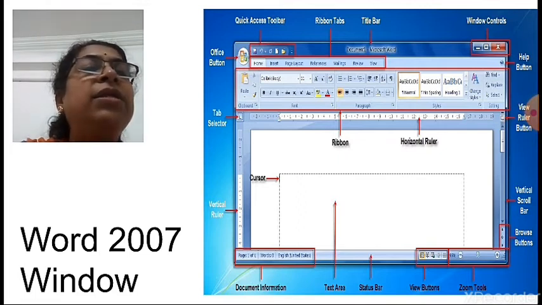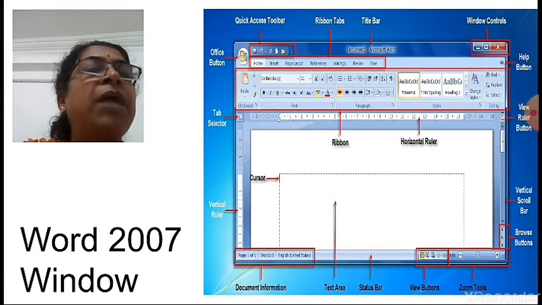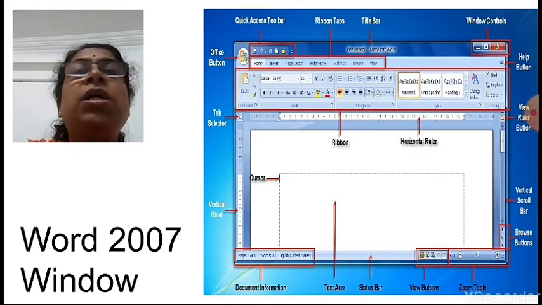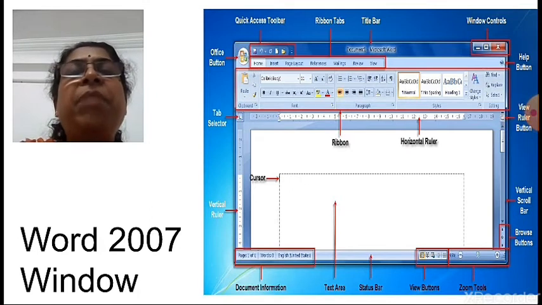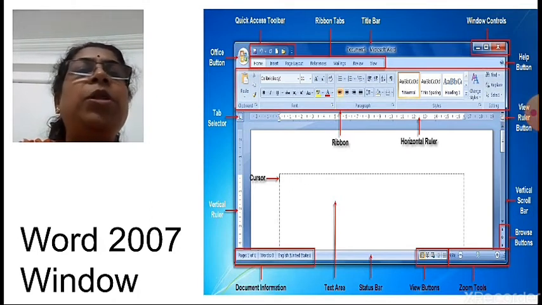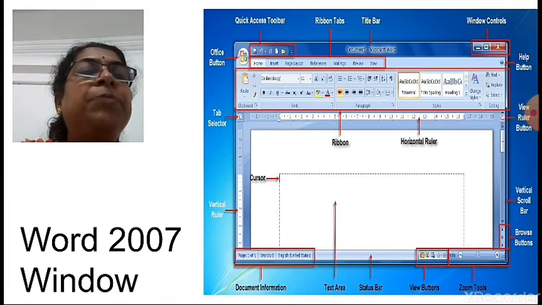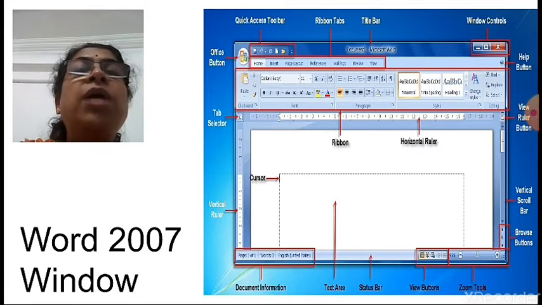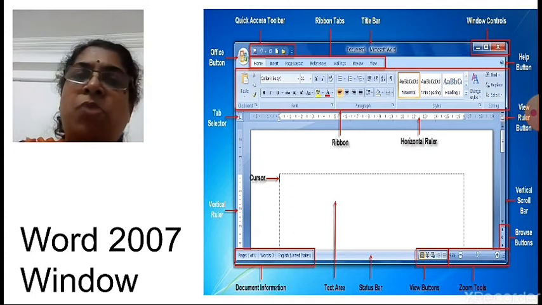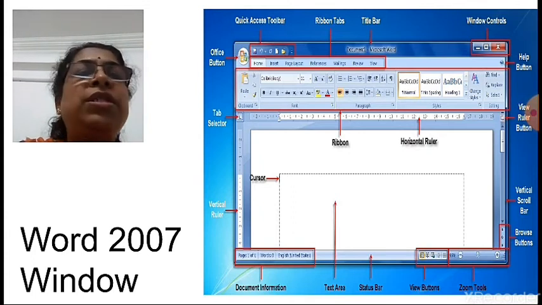Then below that is the vertical scroll bar and the browse button. Suppose the document has many pages, and from one page you want to jump directly to the third page or fourth page, that facility is available through the browse buttons. Then at the bottom you will see the zoom tools. If you want to make the text big or small, the zoom option is available.